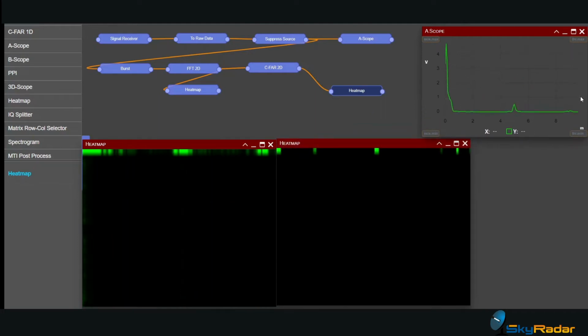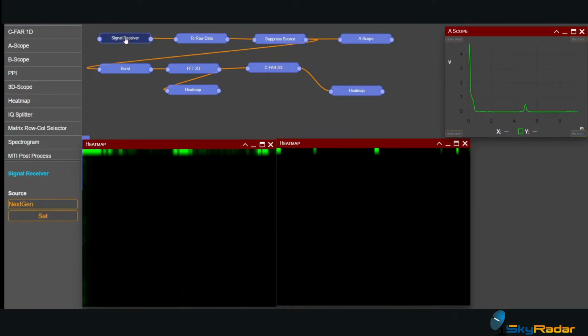And here on the A scope, as you can see, we have a very high peak. As I said, this is the noise coming from the antenna. So we are going to use this function in order to suppress that noise. And now here we see a static target at roughly 5 meters.